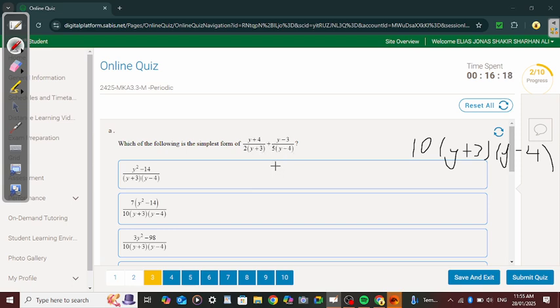Let's expand y − 4 by distributing the 5. 5 multiplied by y − 4. We said distribute. That'll be 5y − 20, because 5 multiplied by y and 5 multiplied by −4. So we have 5y − 20 multiplied by y + 4.